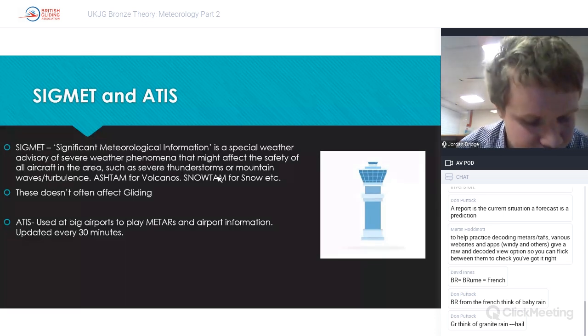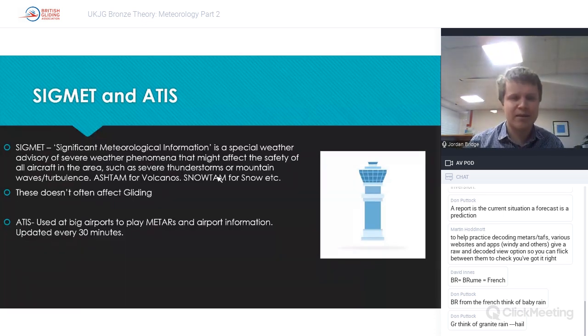ATIS, I think Automated Terminal Information Service or something like that, is effectively a recording played at big airports such as Farnborough, Heathrow, and it plays basically the METAR and airport information, updated every 30 minutes. Generally updated 10 minutes to the hour and 20 minutes past the hour, though sometimes if there's a significant update, they will move it forwards.